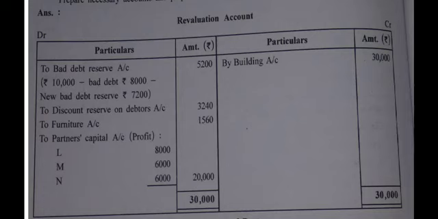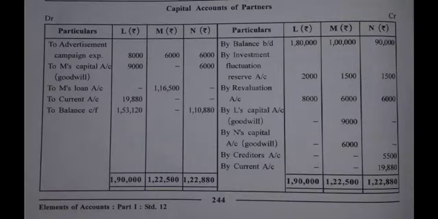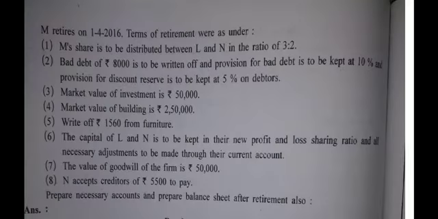Why not 7,200? Because 2,000 is already available, which is added here in the balance sheet. Here if you can see. Alright. Fine then. Let us move towards the next adjustment that we have.